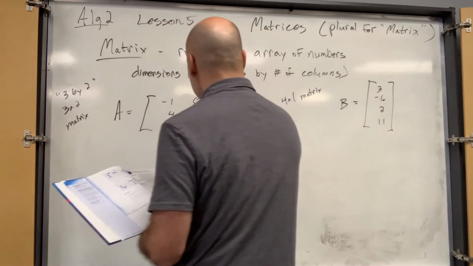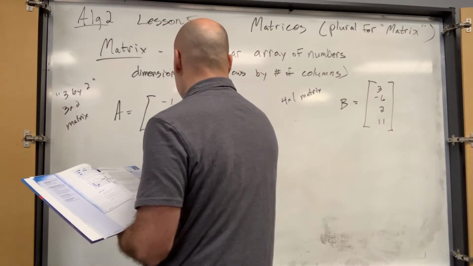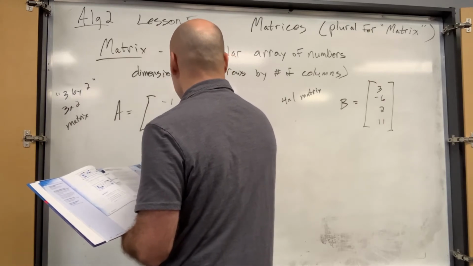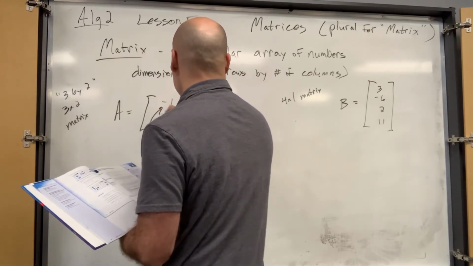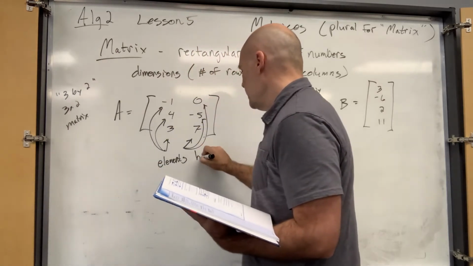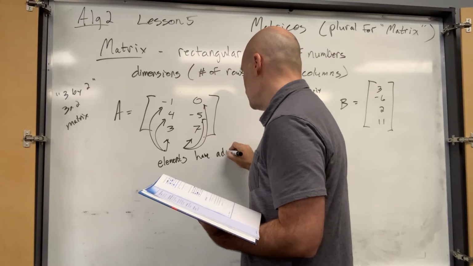Okay, so these guys are all the elements. Right? There's 6 elements of this matrix. And they have what we call an address.